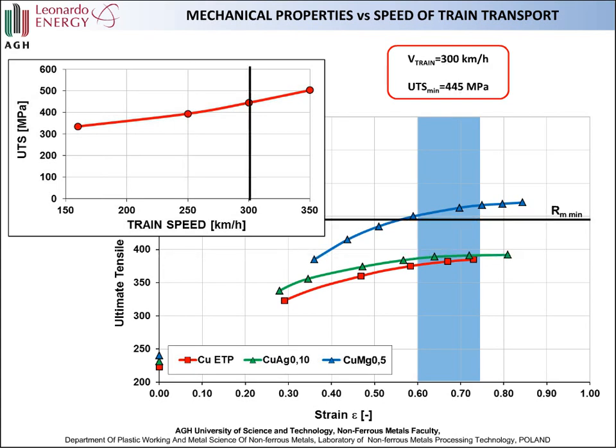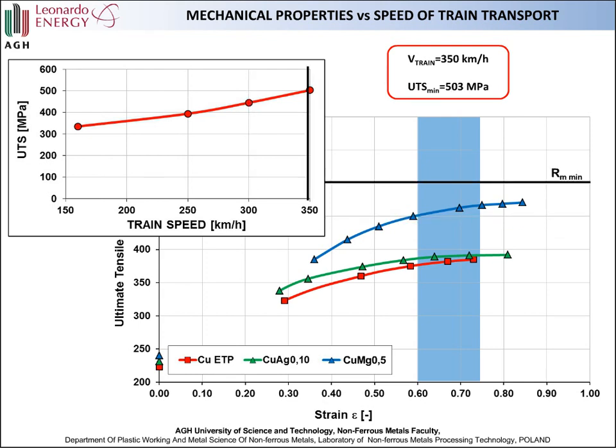We're going higher. We have 300 kilometers per hour, and now we can see that both CuETP and CuAg copper are, from the mechanical point of view, not good solutions for those speeds of the trains. So only copper with magnesium 0.5 will be good here.